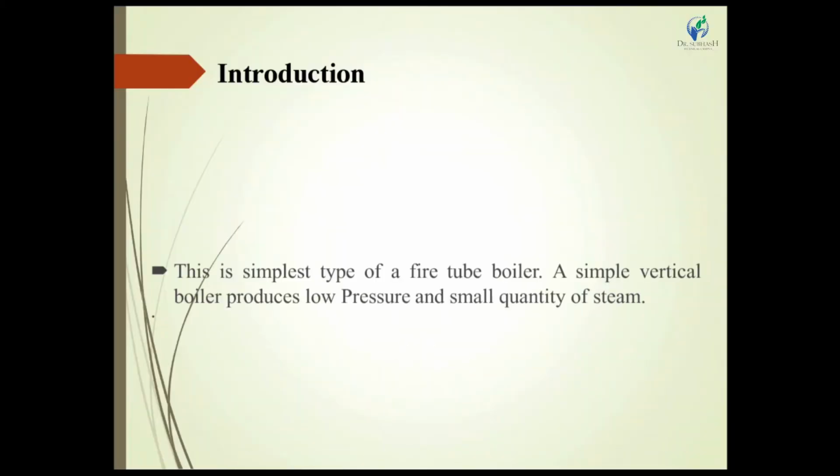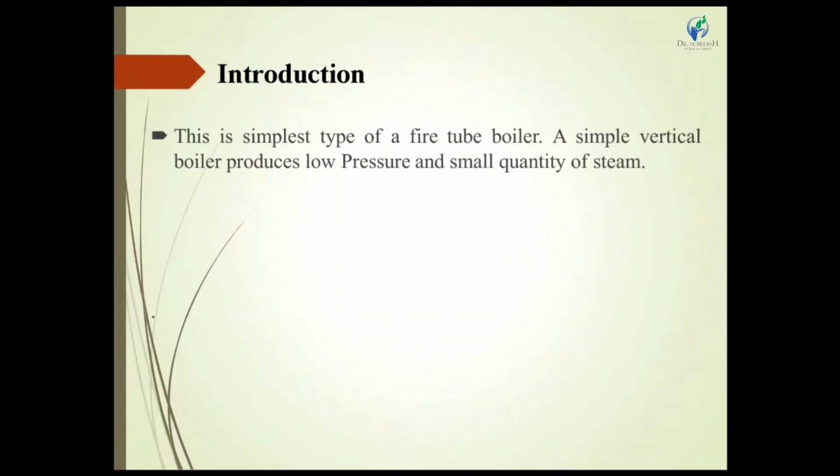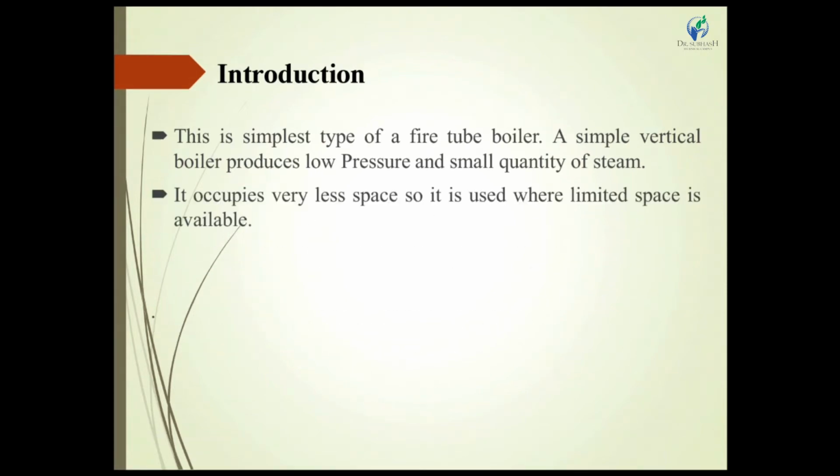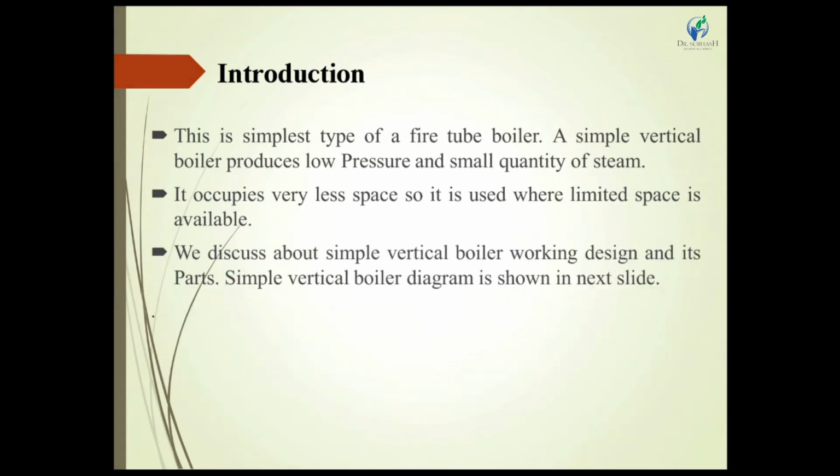Introduction: this is the simple type of fire tube boiler. A simple vertical boiler produces low pressure and a small quantity of steam. It occupies very little space, so it is used where limited space is available. A simple vertical boiler is very small in size, so the operating pressure is very low and the steam generation capacity is also lower. We can move it from one place to another.